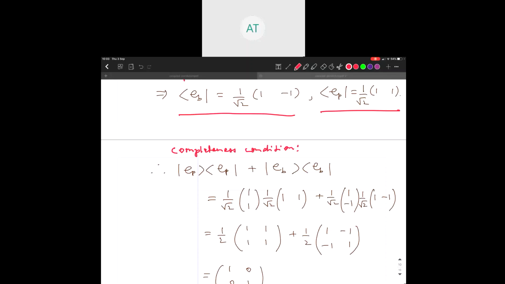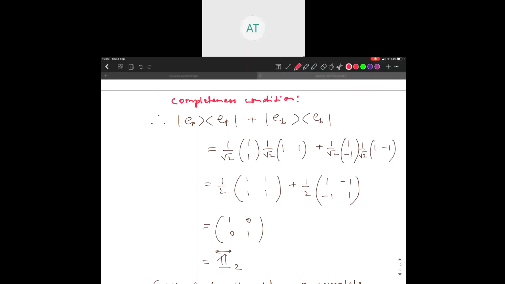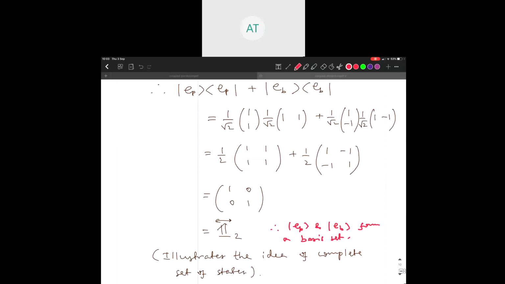If this sum is an identity matrix of suitable rank and dimension, then EP and EB will form a complete set, a complete basis. Because this is 1001, which is the identity of suitable rank and dimension, therefore EP and EB form a basis set of vectors in this given vector space.